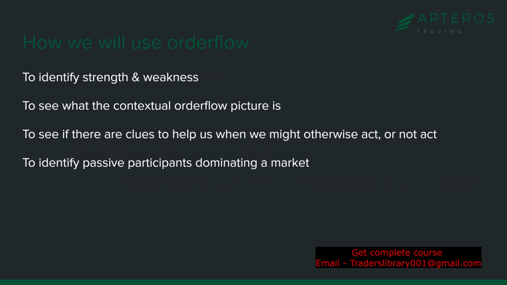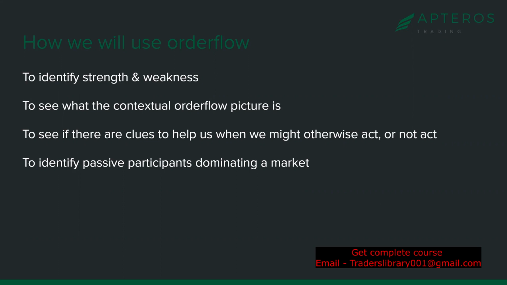What are we going to be able to do? How are we going to use it? We're going to identify strength and weakness. We're going to see what the contextual order flow picture is. So there's almost like a short-term order flow picture and then a contextual order flow picture. We're going to see if there are clues, tiebreakers, right?